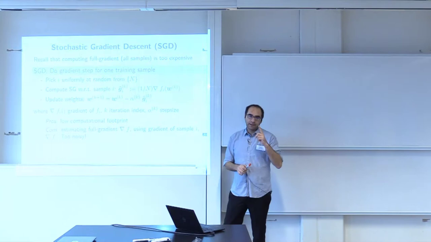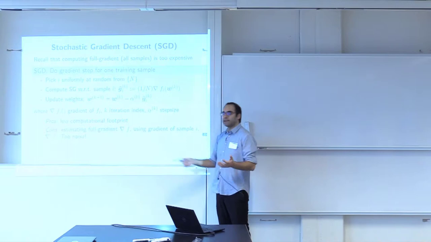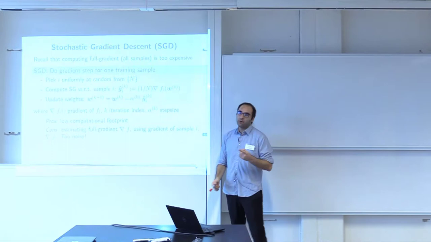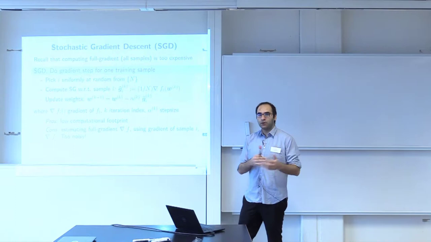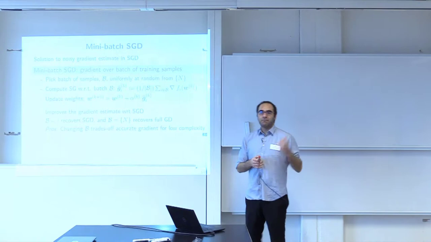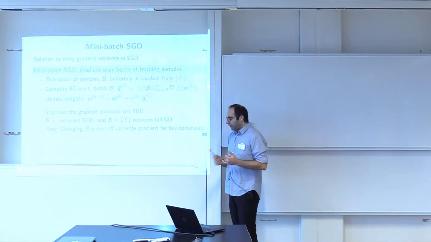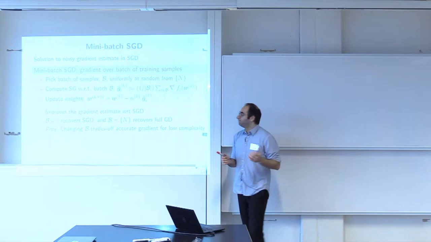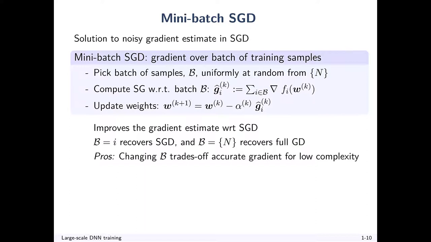However, the problem is that when you estimate the full gradient with the gradient of one sample, this is a very poor estimation. The quality of that estimator is bad. So you may want to find a way to improve that, and that's exactly the motivation for using mini batches. Mini batch SGD is trying to solve that problem. So instead of computing the gradient over one sample, you compute the gradient over a batch of samples. You pick a batch of samples B, picked uniformly at random from the set N, which is the set of indices for the training set. And then you compute the stochastic gradient with respect to that batch.